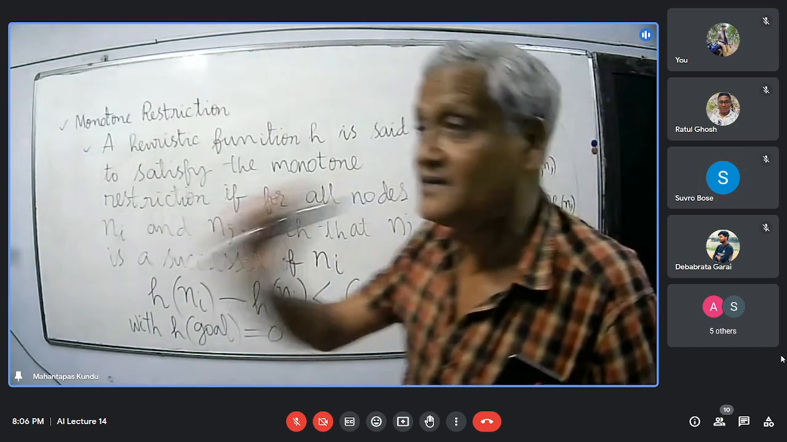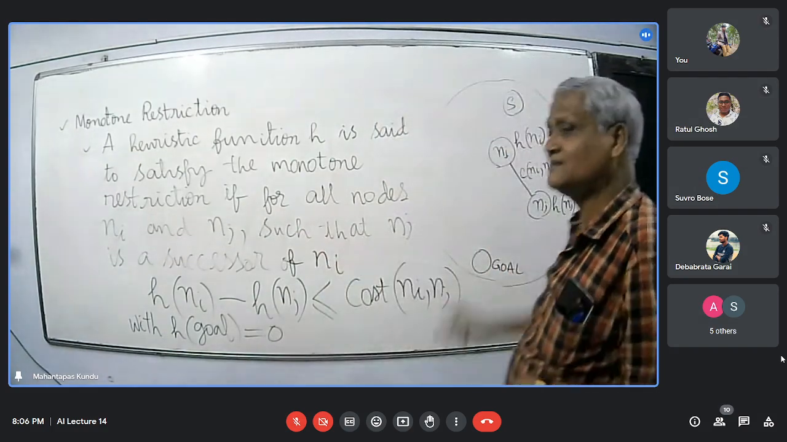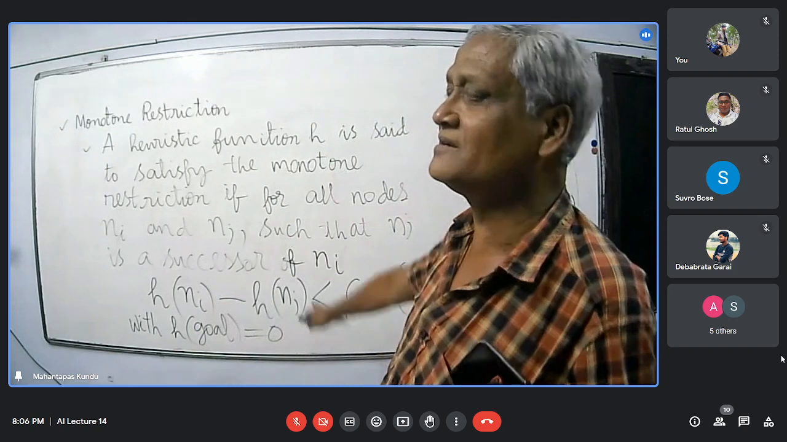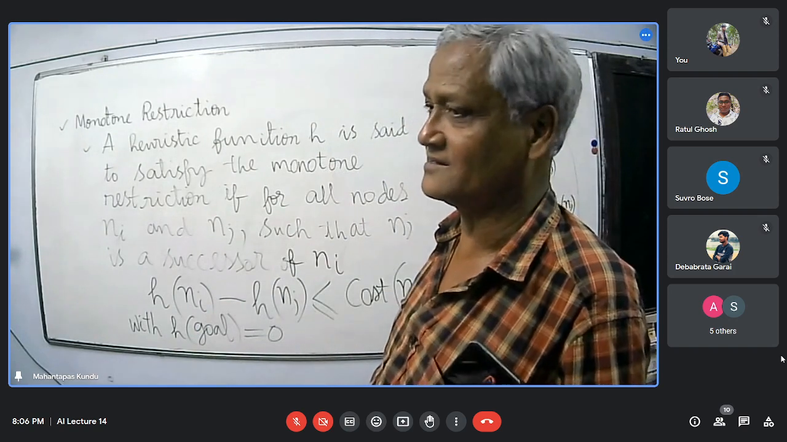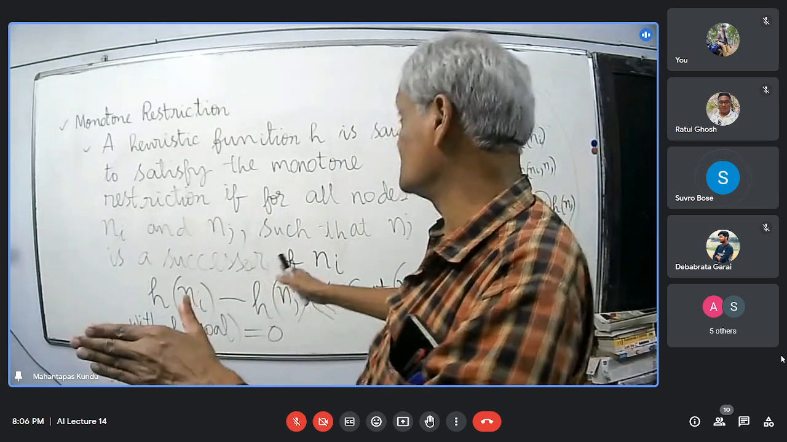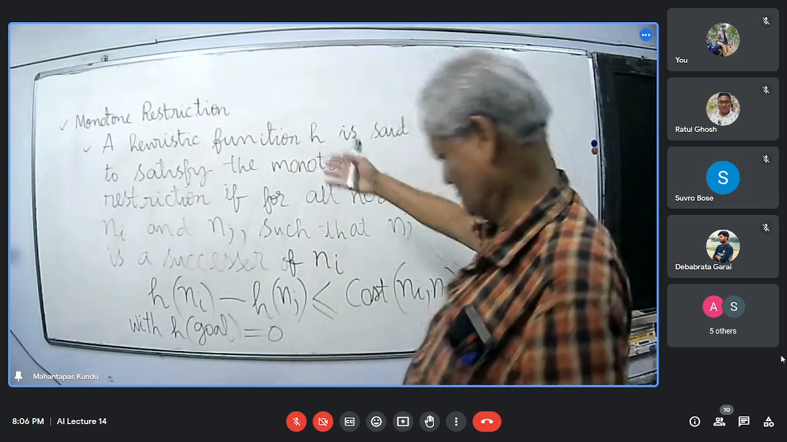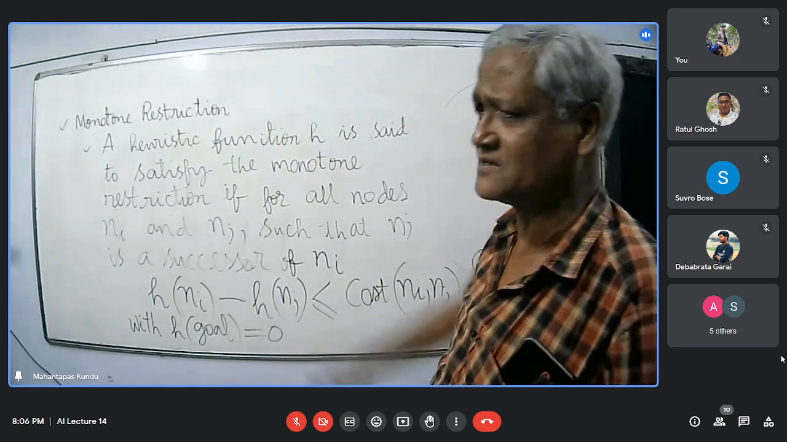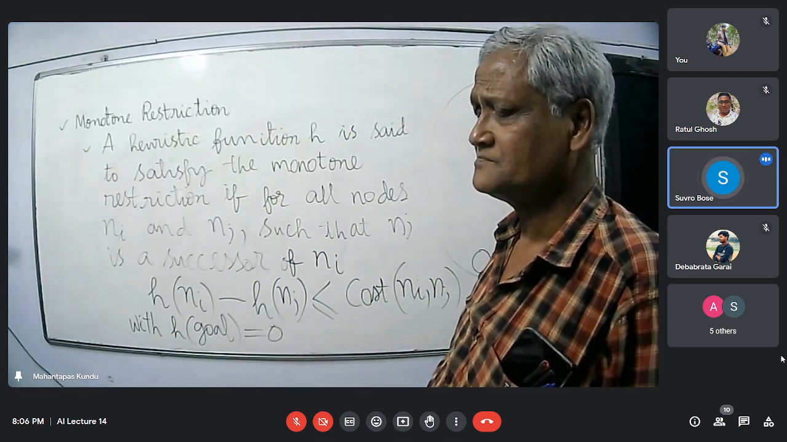If we can design this heuristic function in such a way, then we will call it logically consistent, or rather monotonically consistent or monotonically restricted function.